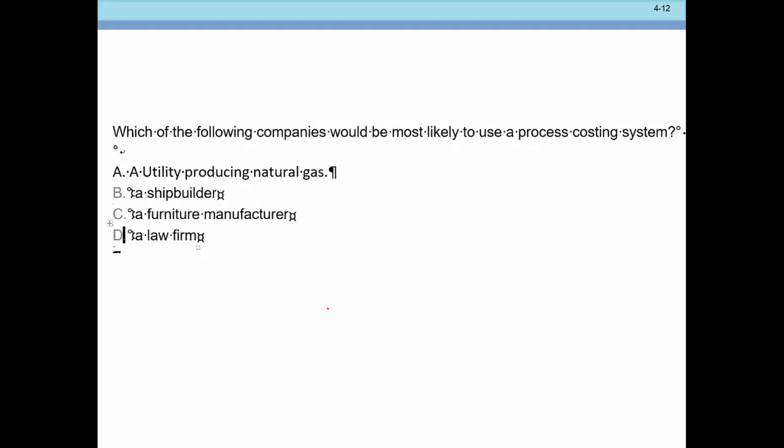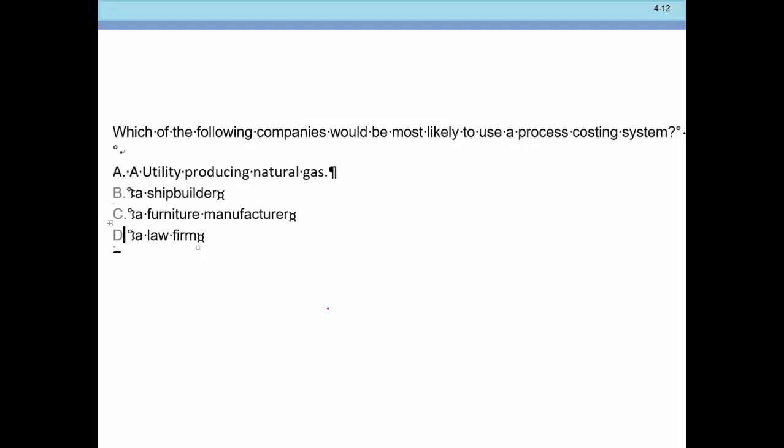Which of the following companies would most likely use process costing? Let's start from the bottom. That's probably giving you a hint that the first one's the right answer since I want to start from the bottom. But let's take a look. How about a law firm? Is every law case exactly the same? No, right? So you're probably going to use job order costing. The labor of the attorney on a murder case is going to be a lot more than on some sort of misdemeanor, right? So that's going to be by job, by product, whatever.